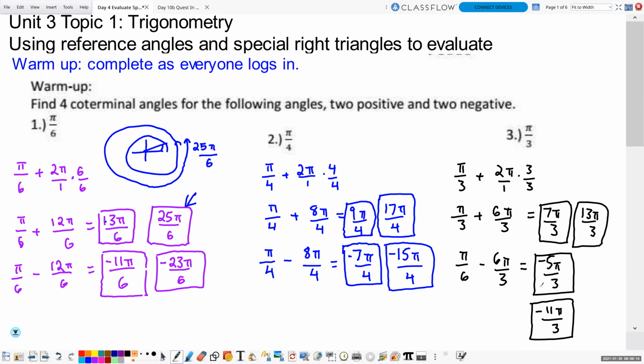Ladies and gentlemen, are there any questions on how we find coterminal angles in radians? Great. Either unmute yourself, ask out loud, or throw it in the chat.